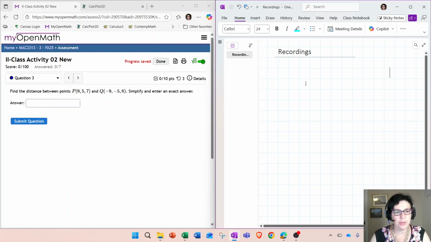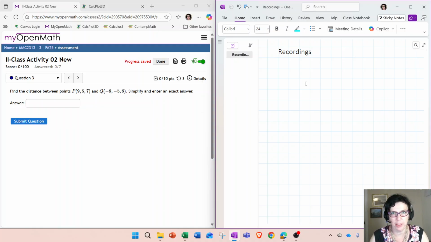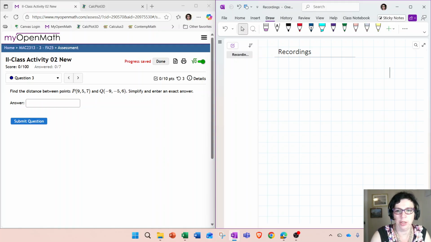Okay, guys, in this video, we are going to talk about the distance formula. Now, this is an extension of the distance formula that you already know from 2D, which is basically based on the Pythagorean theorem. And here you also need to apply the Pythagorean theorem a couple of times before you get this distance formula. But here is the way it looks.